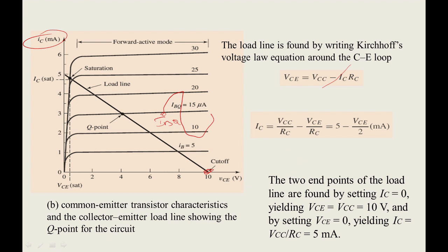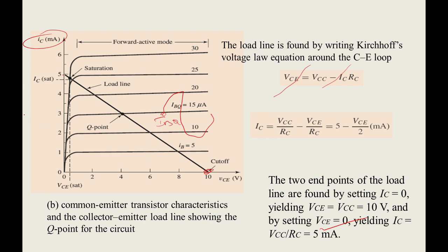Now I want to find what is IC. To find IC, you want to consider VCE is 0. So IC equals VCC by RC. So you will be getting the current of 5 milliamps. You can see here it is given clearly. So I kept a dot here, and I am connecting these 2 points.